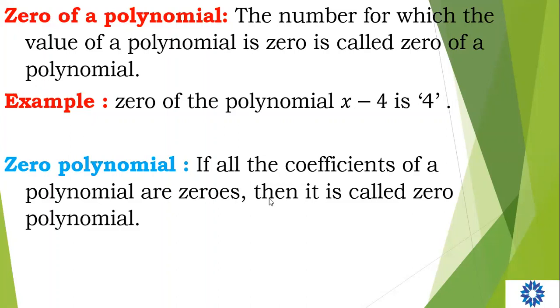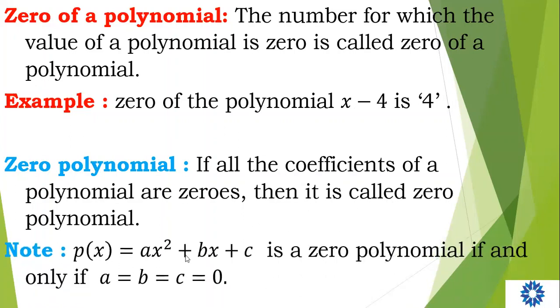This is the zero polynomial. If all coefficients of a polynomial are 0, then it's called the zero polynomial. Example: ax square plus bx plus c, coefficient is a, coefficient is b, coefficient is c. If coefficients are 0, it is the zero polynomial. Just observe the difference. Zero of a polynomial means when you replace the variables with numbers, you have to get 0. Here, coefficients are only 0.